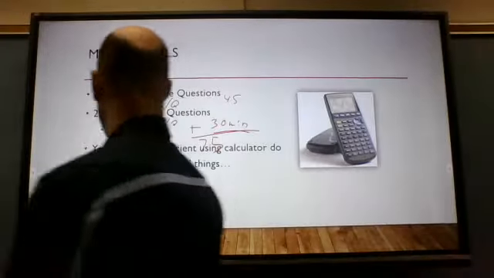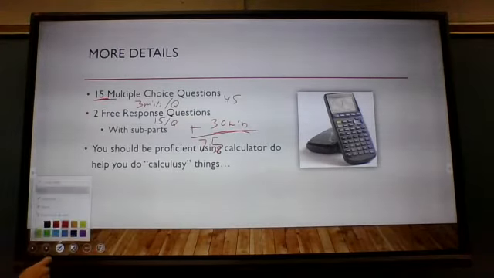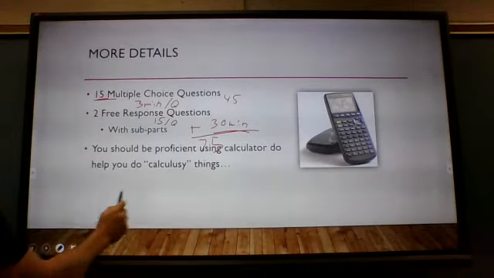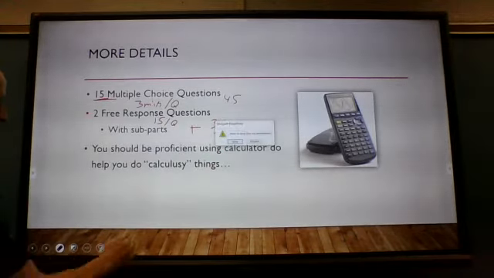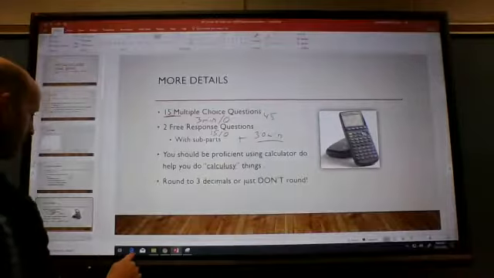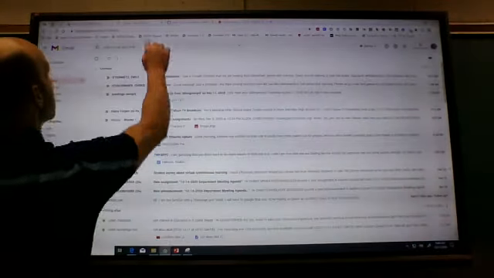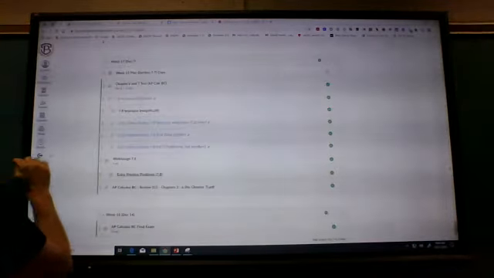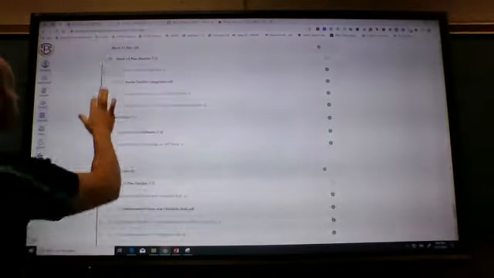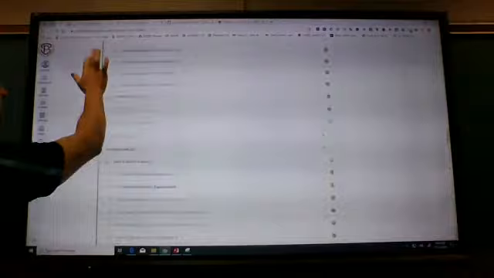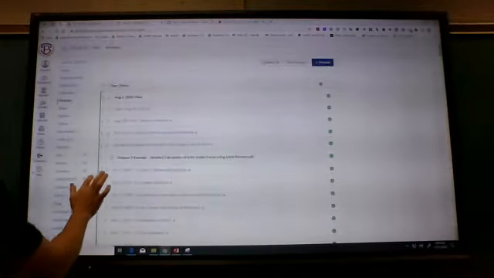You should be proficient at using calculator type things for calculus. So, I might go ahead and do that right now. I'm going to go to the Canvas page, which hopefully is right here. Is this BC? Yes, this is BC. I'm going to go all the way back up to the top of BC very quickly. Look at all that stuff we've done.